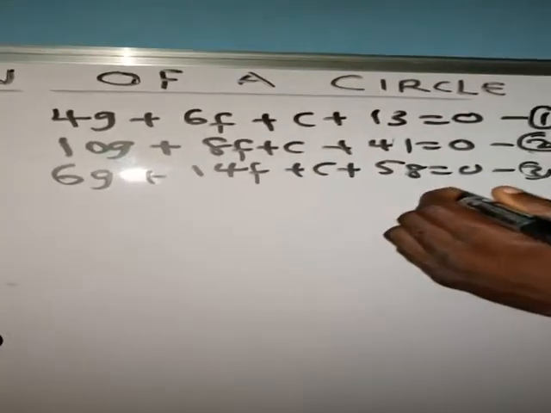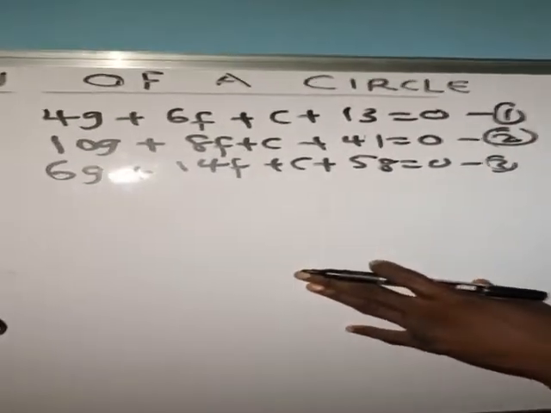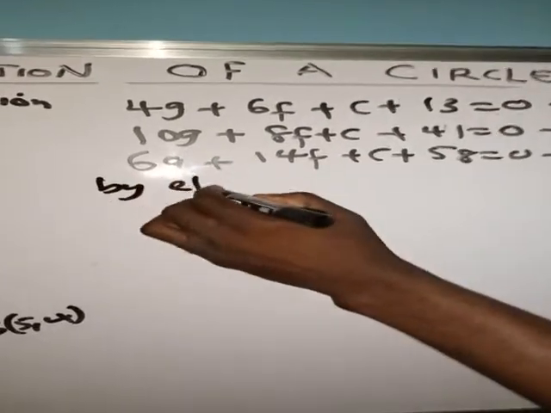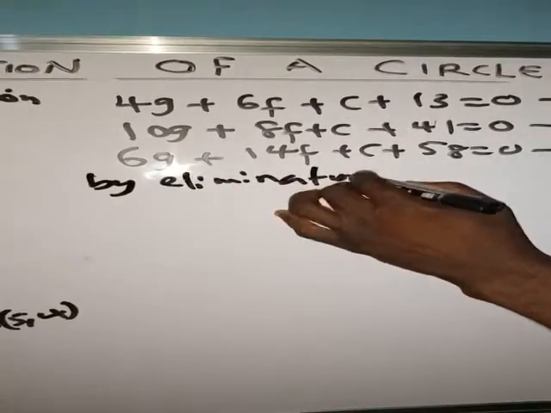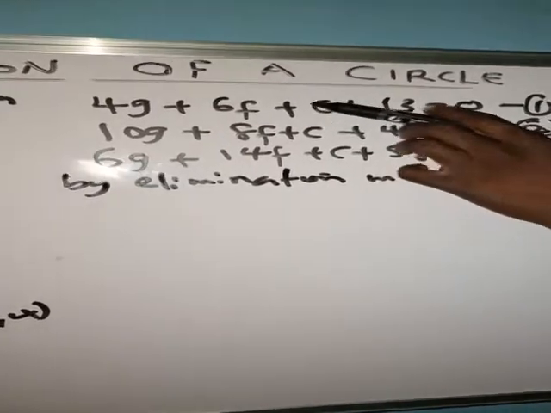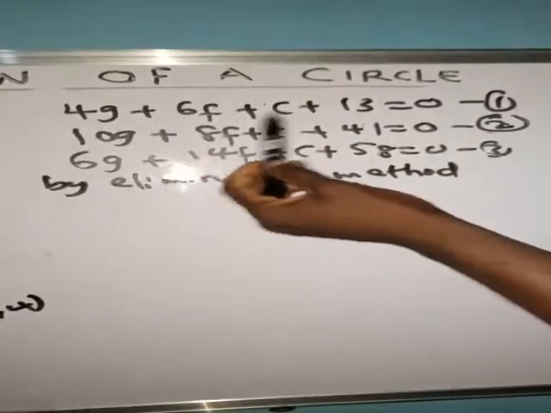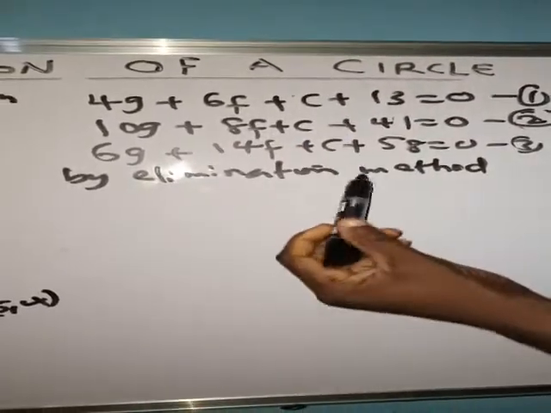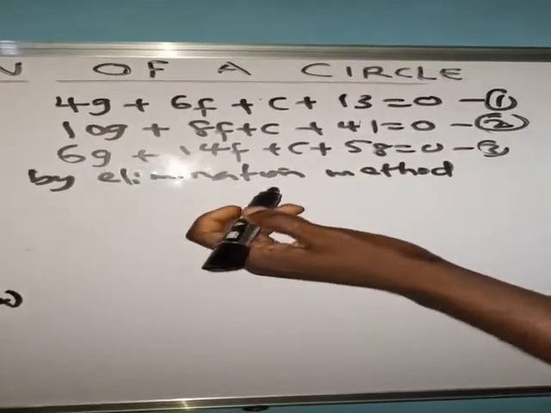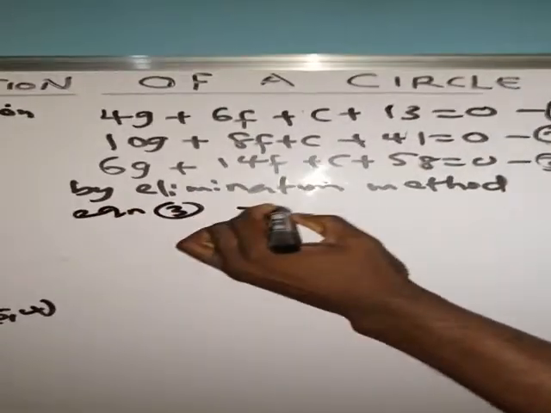So we now have 3 simultaneous equations. You can solve with your matrices, but I'll be solving by the normal elimination method. Why am I using the elimination method and not the substitution method? The coefficient of c is 1, 1, 1. So I want to eliminate c. This is 3 unknowns in 3 equations, so I can easily eliminate c and have 2 unknowns, that's g and f. So I can decide what I want. Equation 3 minus equation 1.